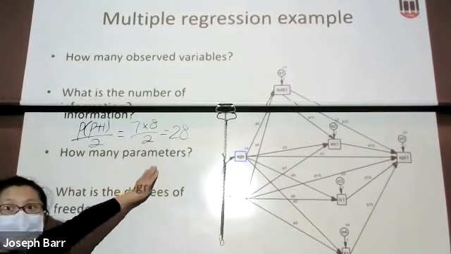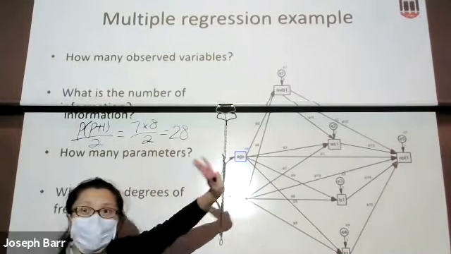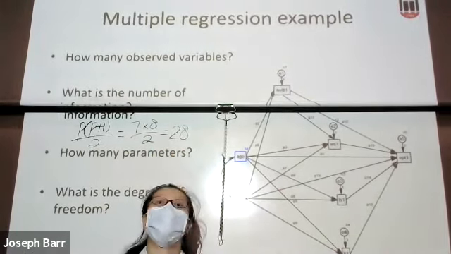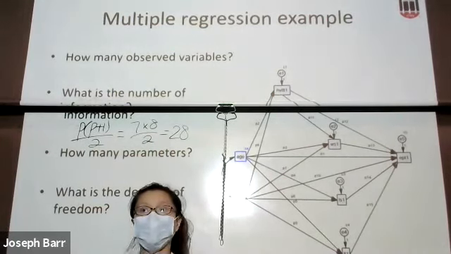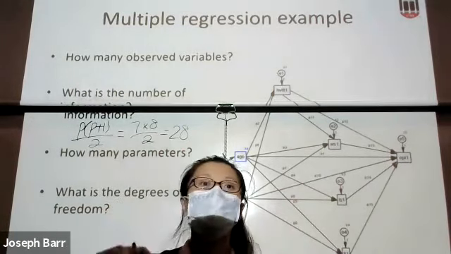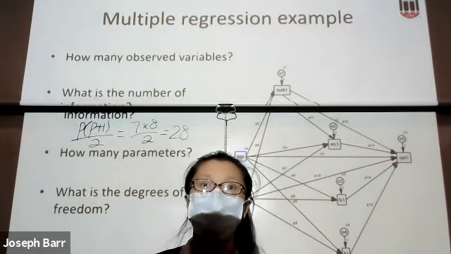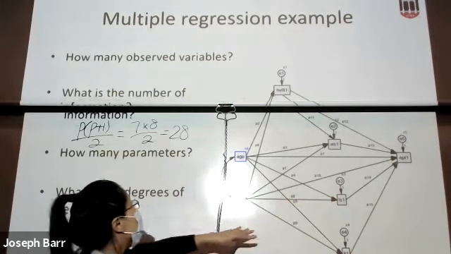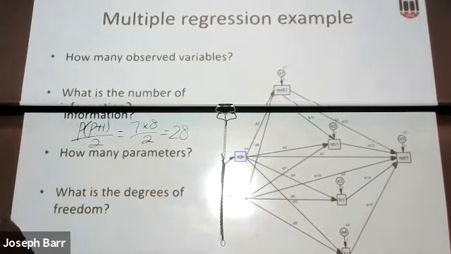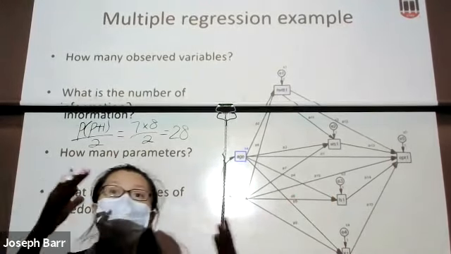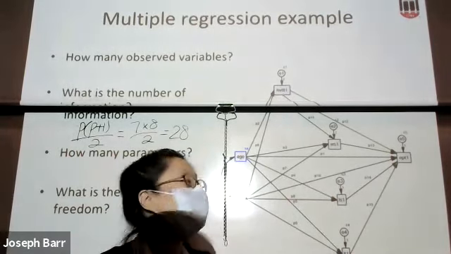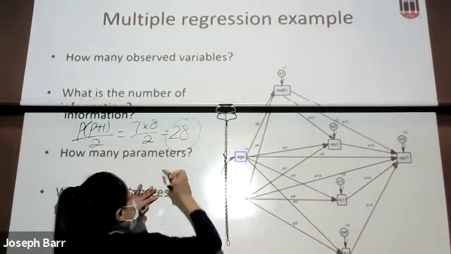So what does that mean? This means in this model, I can estimate at the most 28 parameters. In that case, the degrees of freedom is 0. I cannot estimate 29 or 30 parameters. That's not allowed because the number of information in this model is 28. Of course, you can estimate 27 or 26 parameters with some actual degrees of freedom, but at most 28.